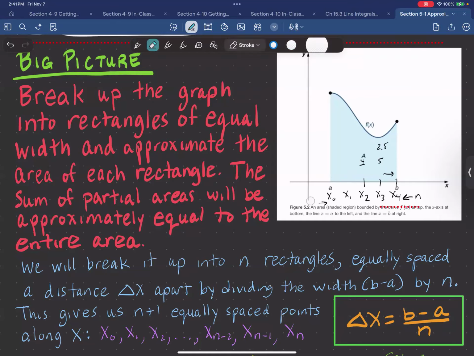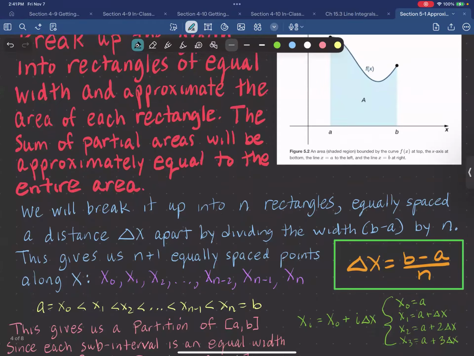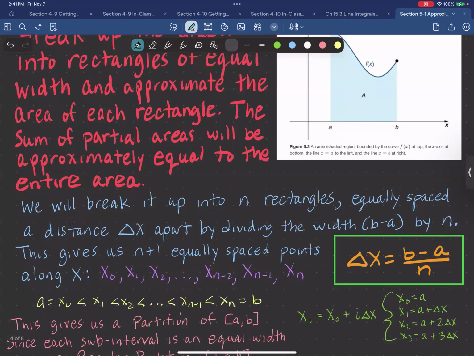So that's our big picture approach for what we're doing here. Break the area up into rectangles and go from there. We do have a as a low number. I was just walking through x0 through x4, but if we're having n rectangles, we're going to go up to xn. This actually gives a nice little formula for finding any of the x points. So if I want x3, i is 3 here.